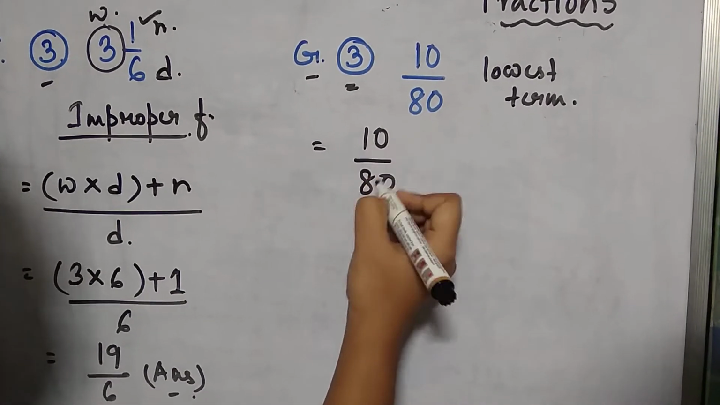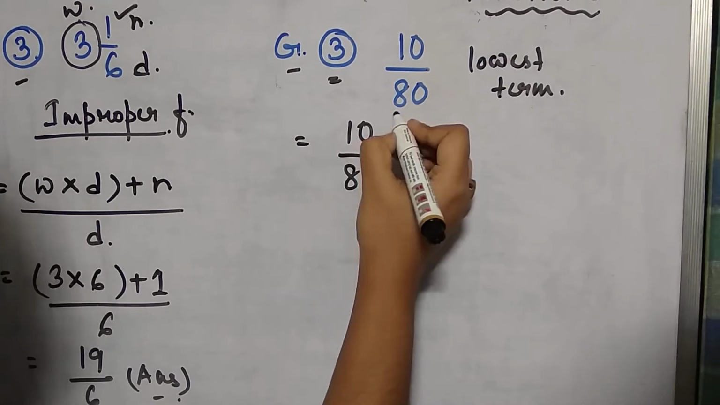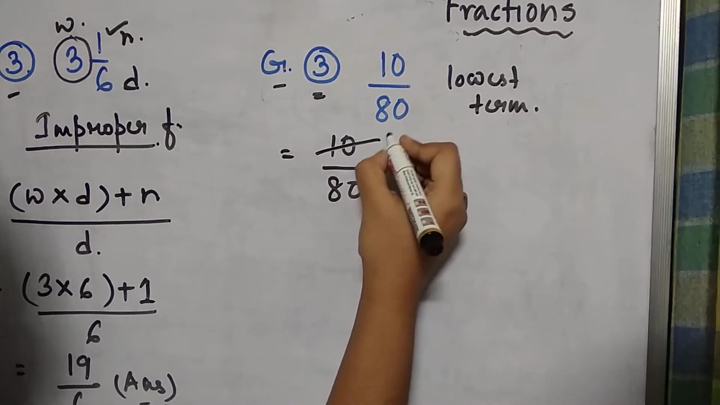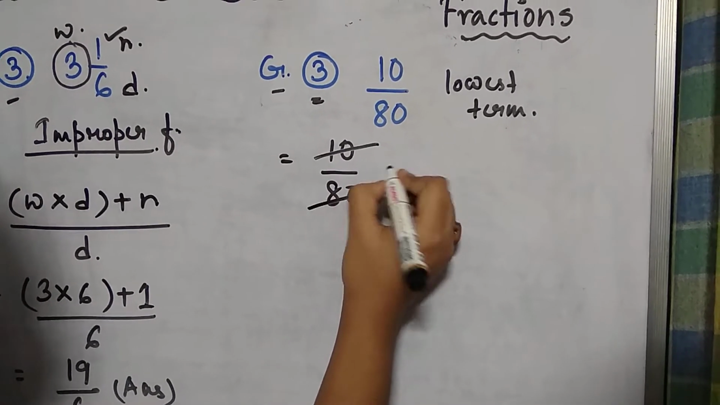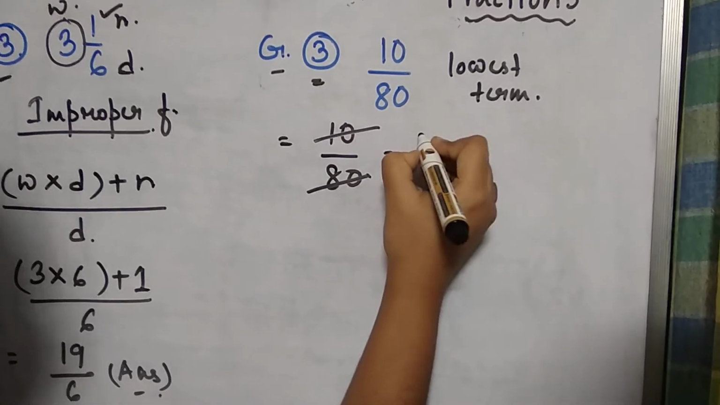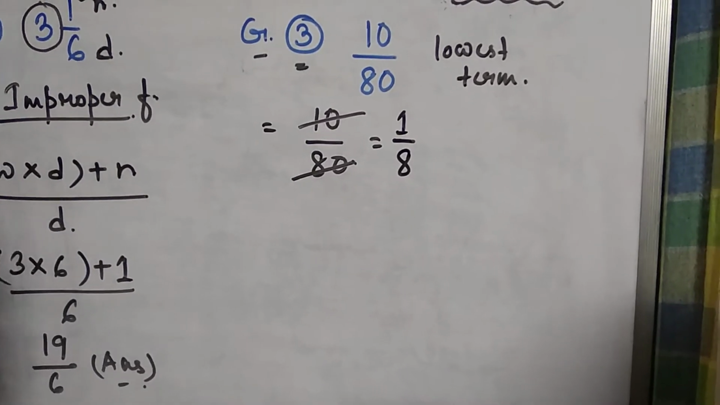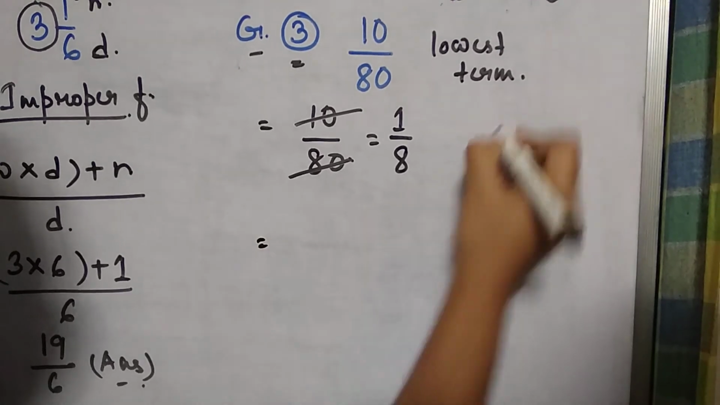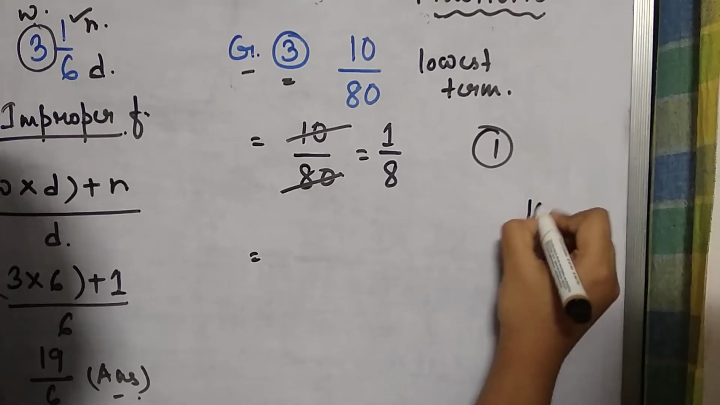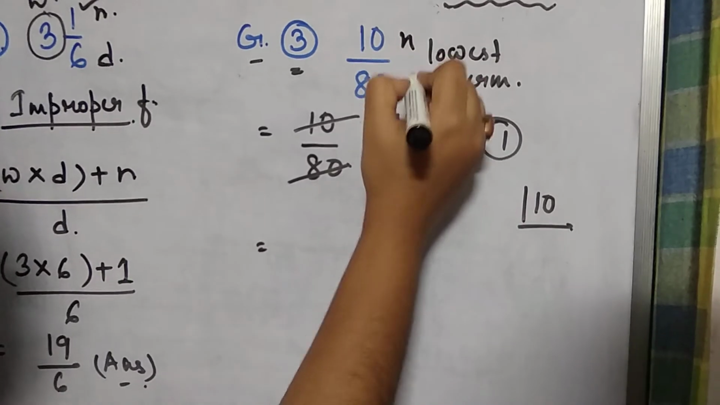See here, 10 by 80, both are multiples of 10, right? So it can be cancelled out or divided by 10 itself. So if we cancel this out, 10 ones are 10 and 10 eights are 80. So it will be 1 by 8. This is one method. Now coming to the other method, where you have to find the factors of the numerator and denominator.